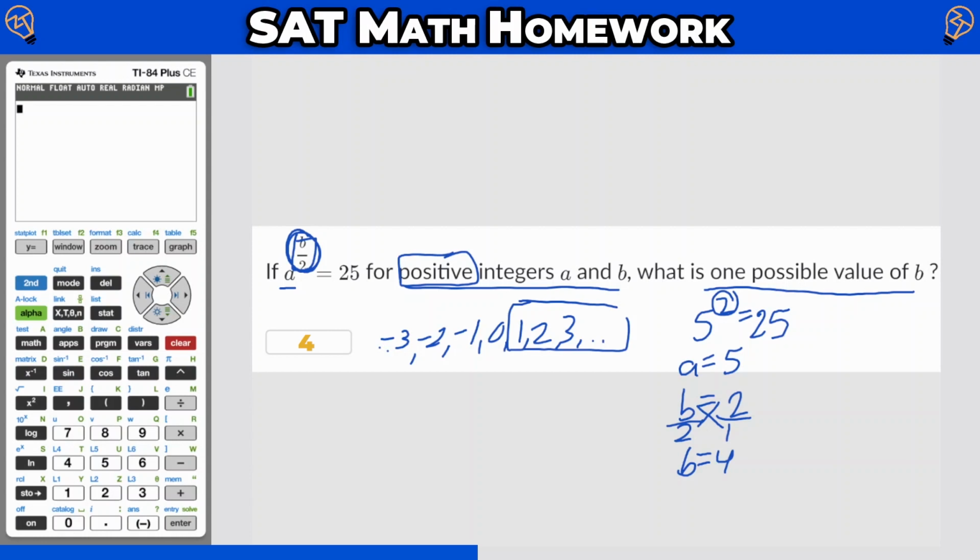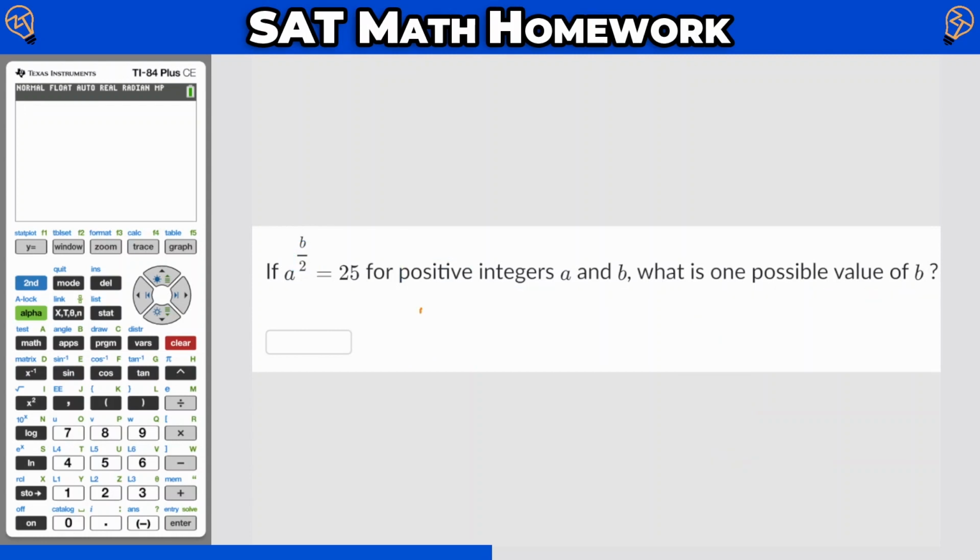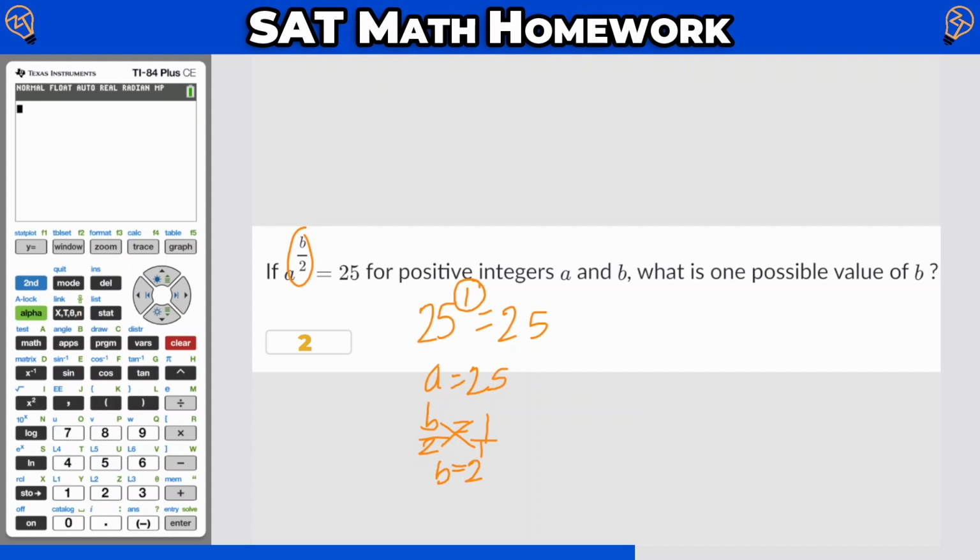Two of the other ways to do it would be, you could say, okay, well, 25 to the first power would give you 25, right? So in that scenario, a is 25, not that they ask you for that. And then the exponent is our b over 2. Same idea, you could just multiply both sides by 2 or make it a proportion and cross multiply. Regardless, you get b is 2, which would be another valid answer.